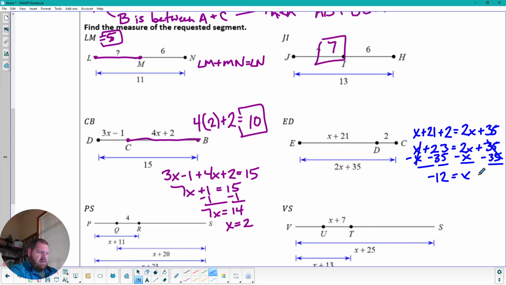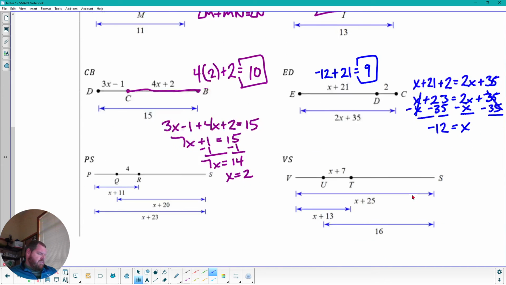2x minus x, I'm not going to overthink that. That's just x. So x is negative 12. Now that's a little concerning because in geometry we can't have negative lengths, but x isn't a length. So we should be okay as long as when I plug x in, I end up with a positive. And so this is negative 12 plus 21, which gives me 9. And so I have ED is length 9. Good thing they didn't ask me for CD because that would have been pretty much given to me.